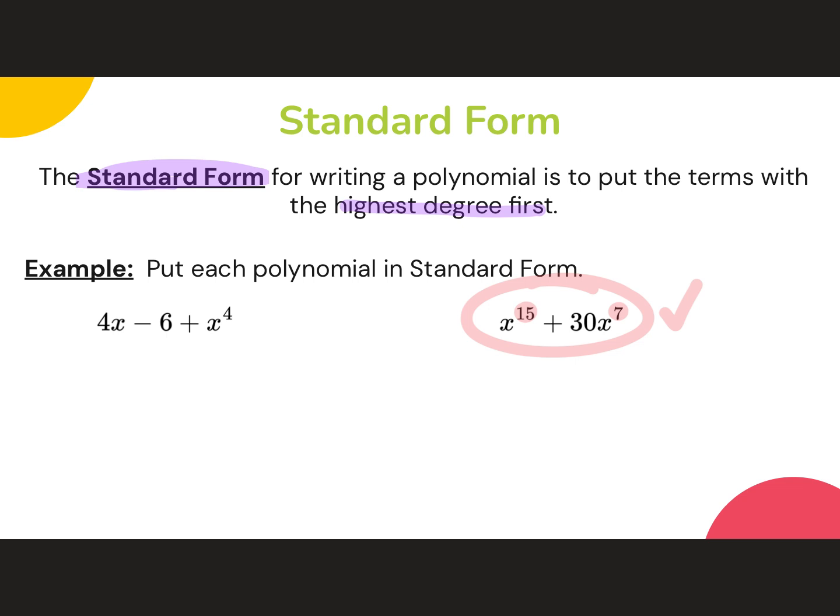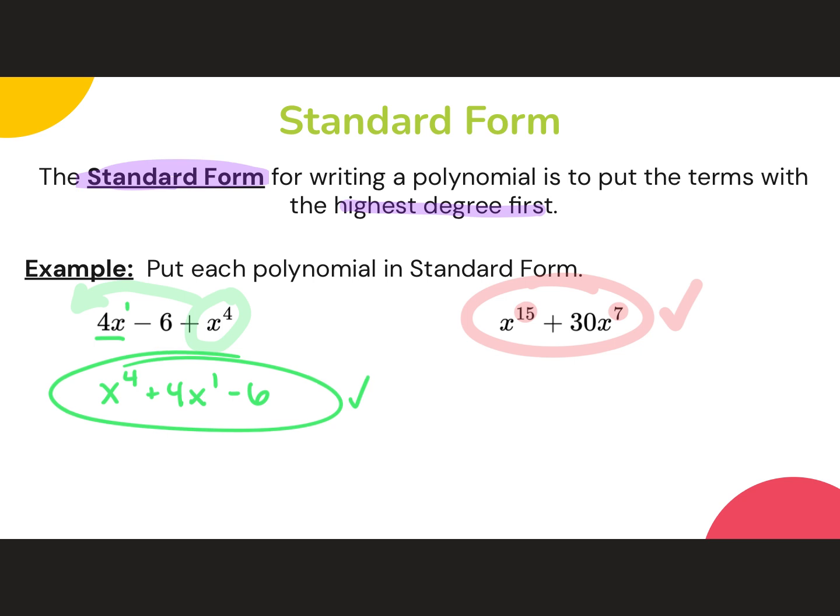Looking at this first polynomial, it is not yet in standard form because they're out of order. The term with the highest exponent, the highest degree, needs to go first. So x to the 4th needs to go in front. From there, our terms should slowly decrease by exponent. So after x to the 4th would be 4x, since the exponent there is 1. And then our constants that don't have any variables will go last.